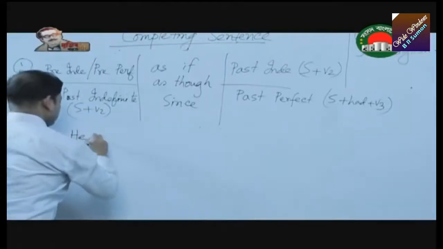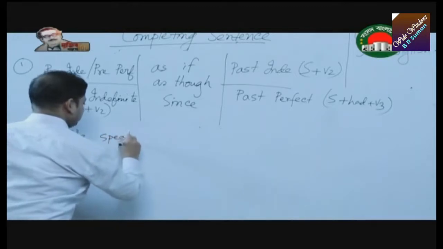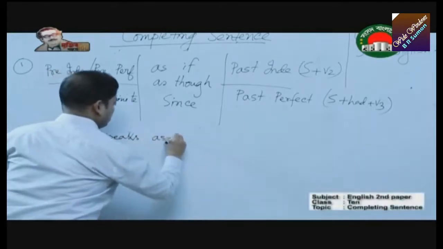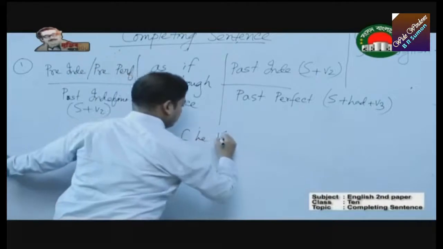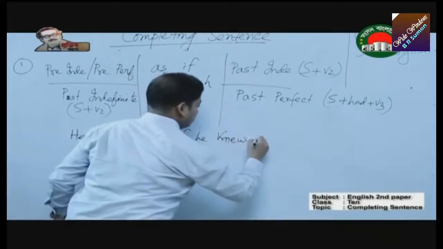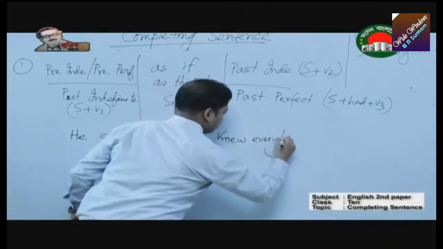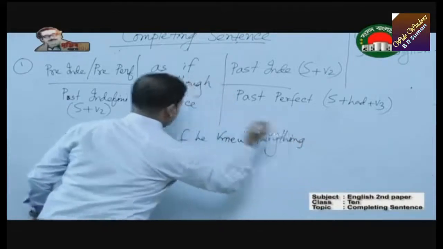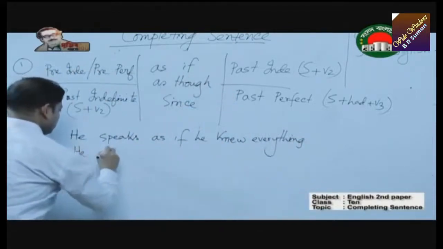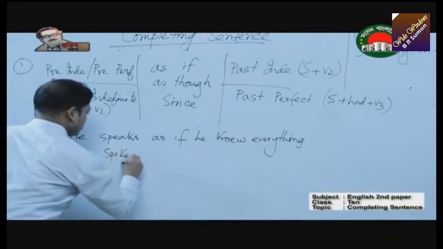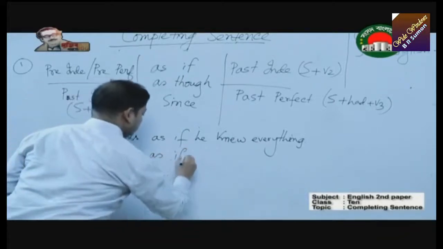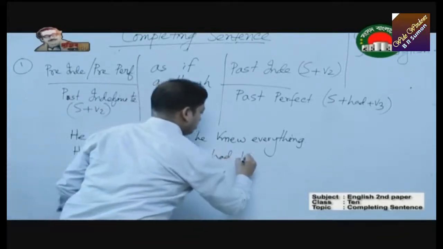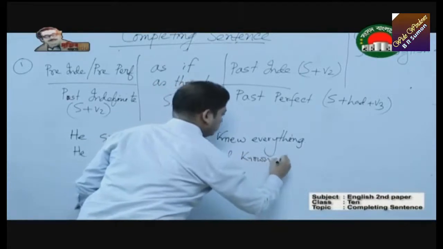So the example is, he speaks as if he knew everything. Second sentence, he spoke as if he had known everything.